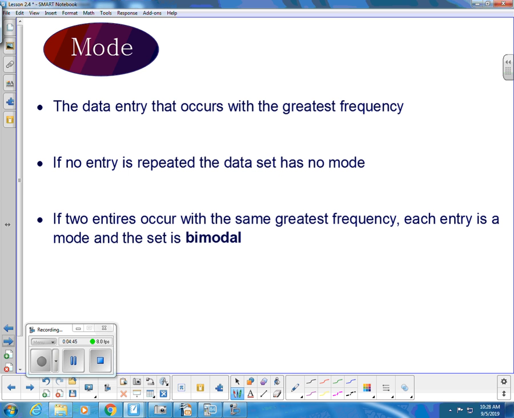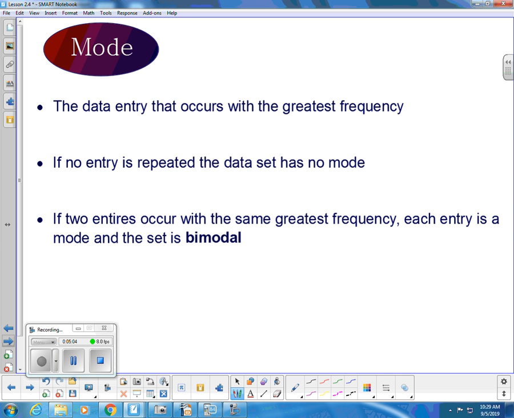All right. The mode is the one with the greatest frequency. If there's nothing repeated, there's no mode. If there's more than one that have the same frequency, it's considered bimodal, or multimodal if there's more than two. Okay.